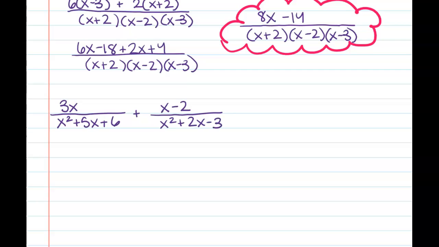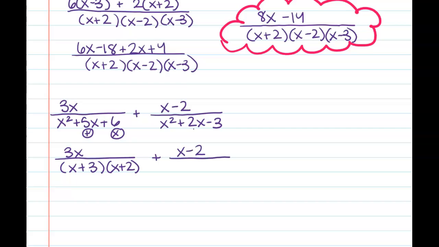So first we'll factor the denominators. So for this first one, we're looking for what adds to be 5 and multiplies to be 6. So we have 3x over, and then as far as the denominator, 3 plus 2 is 5, 3 times 2 is 6. It's x plus 3, x plus 2. And then we have x minus 2 over, we're looking for what adds to be 2 and multiplies to be negative 3. So that's 3 and negative 1. So x plus 3, x minus 1.